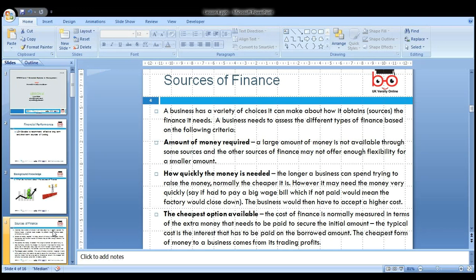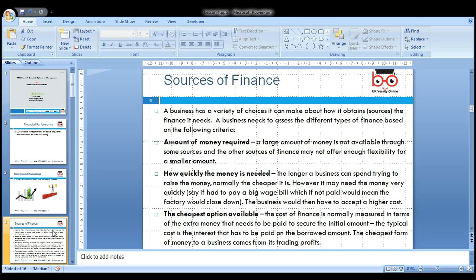So, the amount of money required. First of all, don't borrow if you don't need it. If you don't need it, don't borrow it. A large amount of money is not available through some sources, or other sources of finance may not offer enough flexibility for a smaller amount. So we need to think about the amount of money required, and maybe we can use different sources of finance to raise the money.